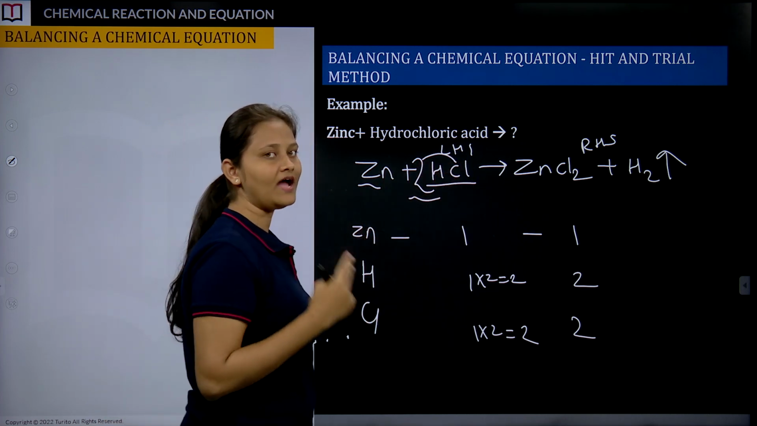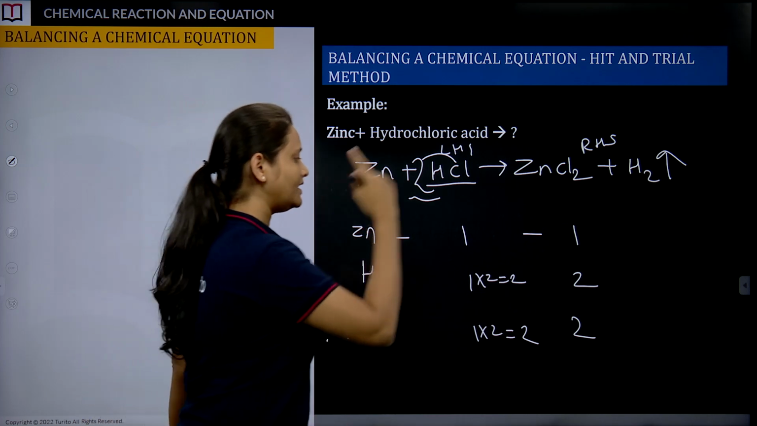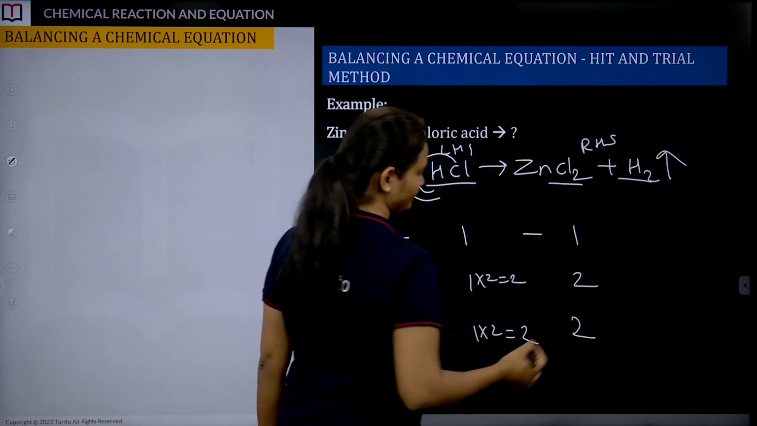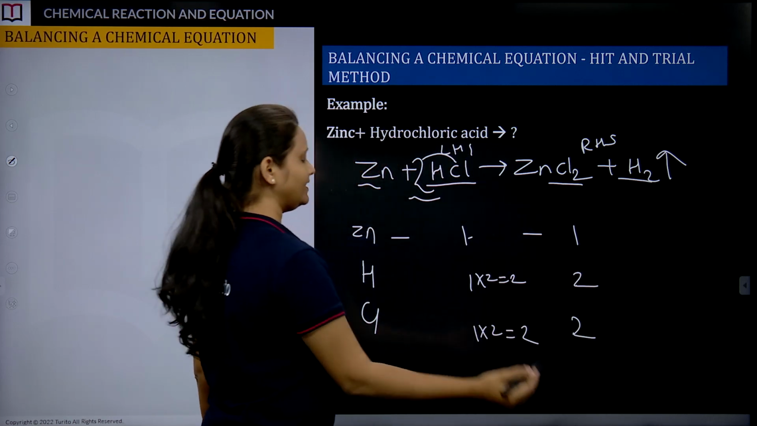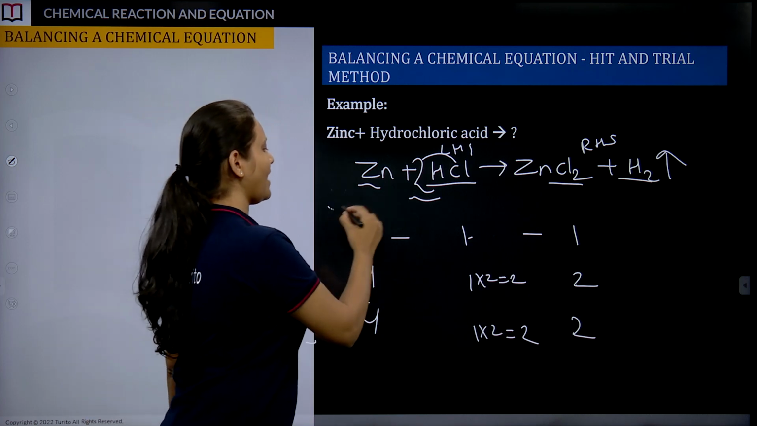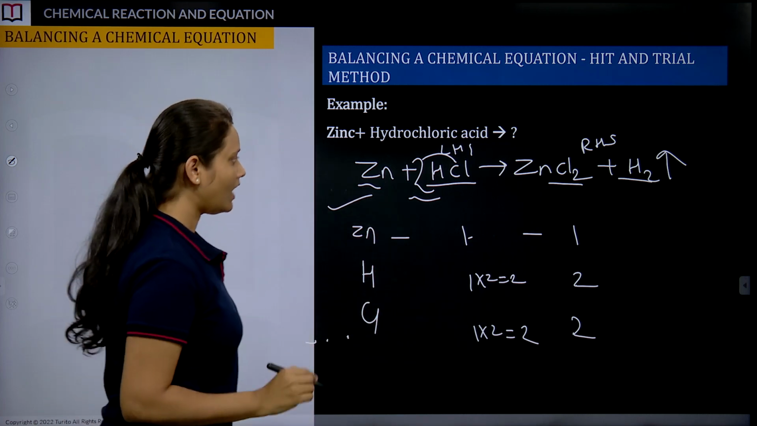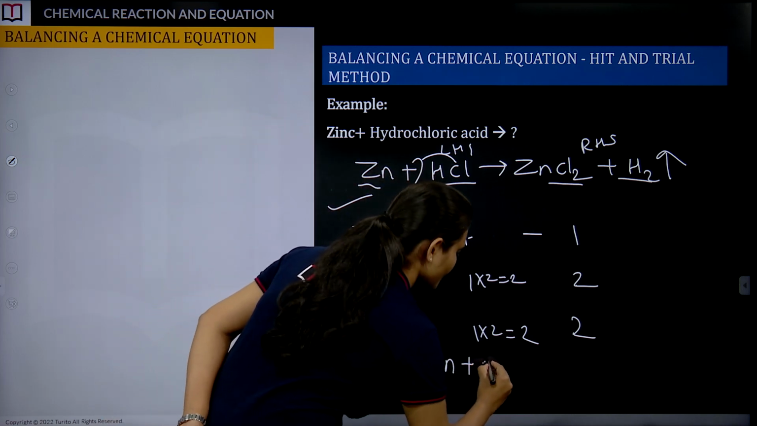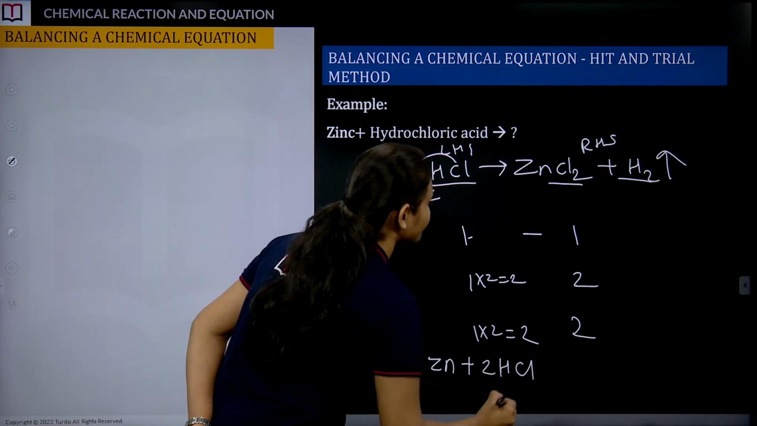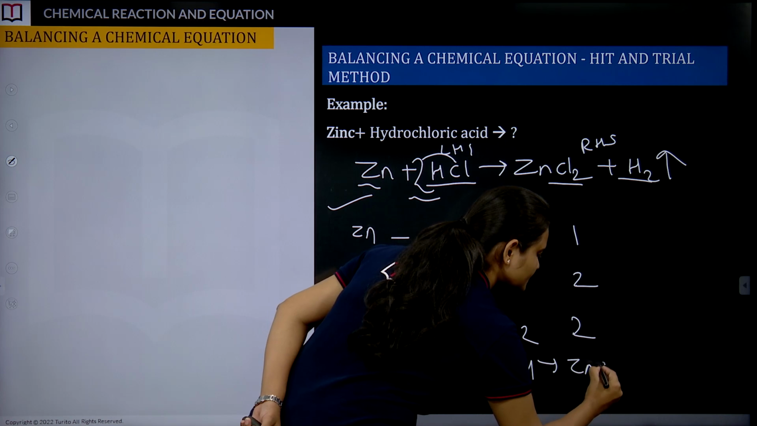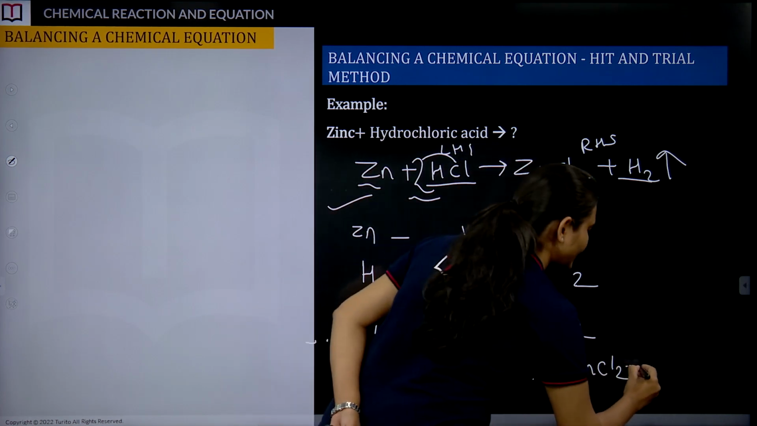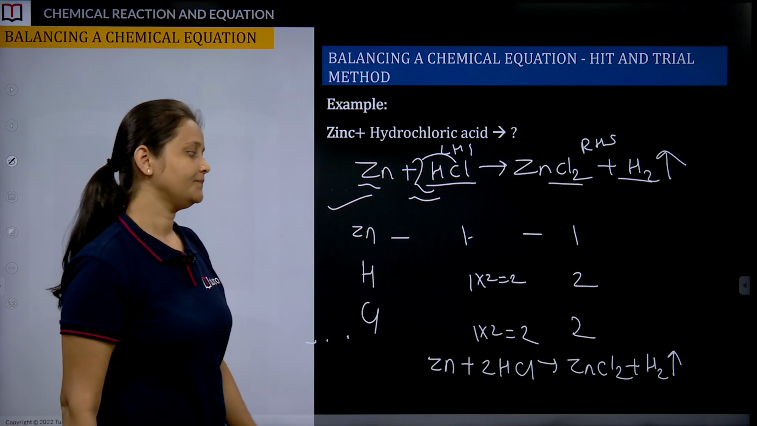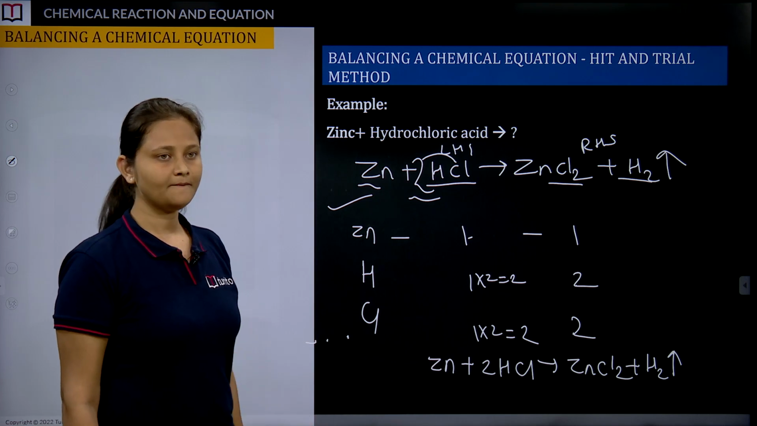So there are 2 chlorine atoms on the LHS. Now let's understand: 2 chlorine, 2 hydrogen. So 1 1 2 2 2 2, right? That's how we can say this is also a balanced chemical reaction. Now you need to write what your final reaction is: Zn plus 2HCl giving you ZnCl2, and there is liberation of hydrogen gas. Okay, clear? Just make a note of this quickly.